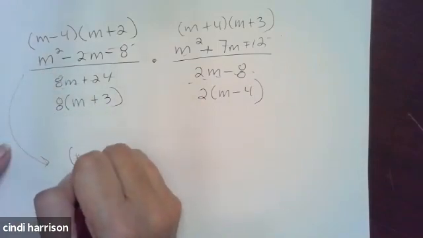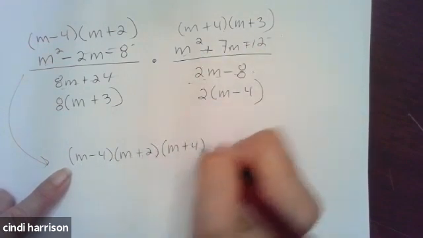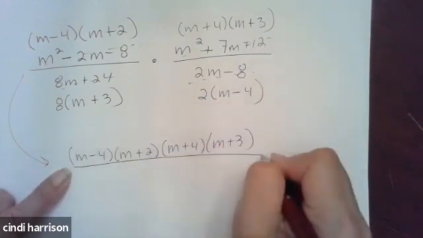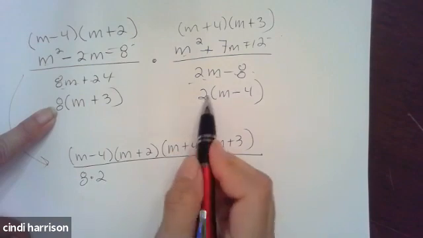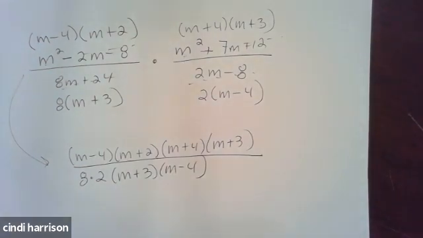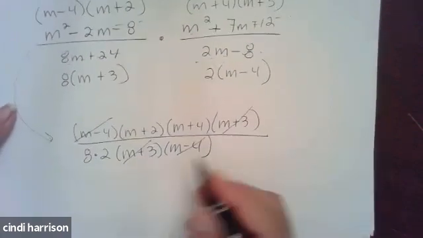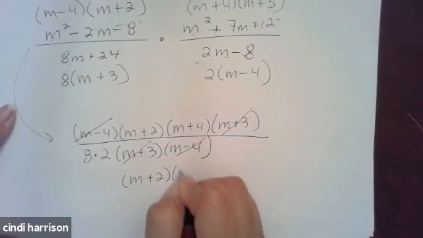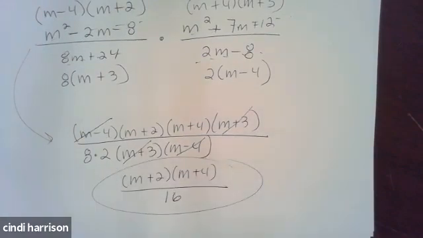So the new fraction will have m minus 4, m plus 2, m plus 4, m plus 3, and then in the denominator, 8. Remember, we put the shorter ones in front, so that's an 8 times 2, and then m plus 3, m minus 4. So we factor all the tops and bottoms, multiply top times top, bottom times bottom, and then eliminate all the common factors from the top and bottom. So the m minus 4s go, the m plus 3s go. So the answer is what's left, m plus 2, m plus 4 over 8 times 2, which is 16. So that's going to be our final answer.